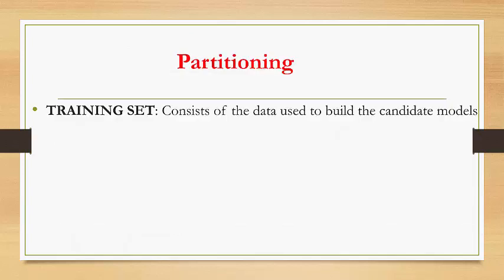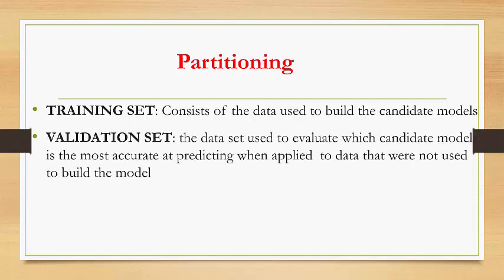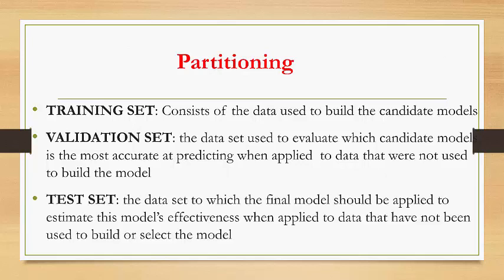The training set consists of the data used to build the candidate models. The validation set is the set used to evaluate which candidate model is the most accurate at predicting when applied to data that were not used to build the model. And finally, the test set. It's the dataset to which the final model should be applied to estimate this model's effectiveness when applied to data that have not been used to build or to select the best model.